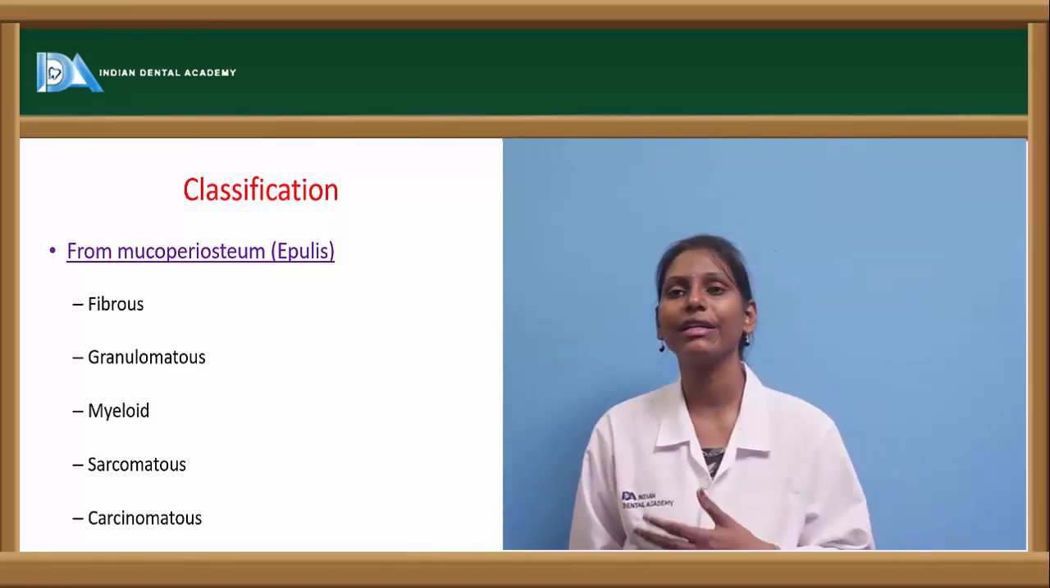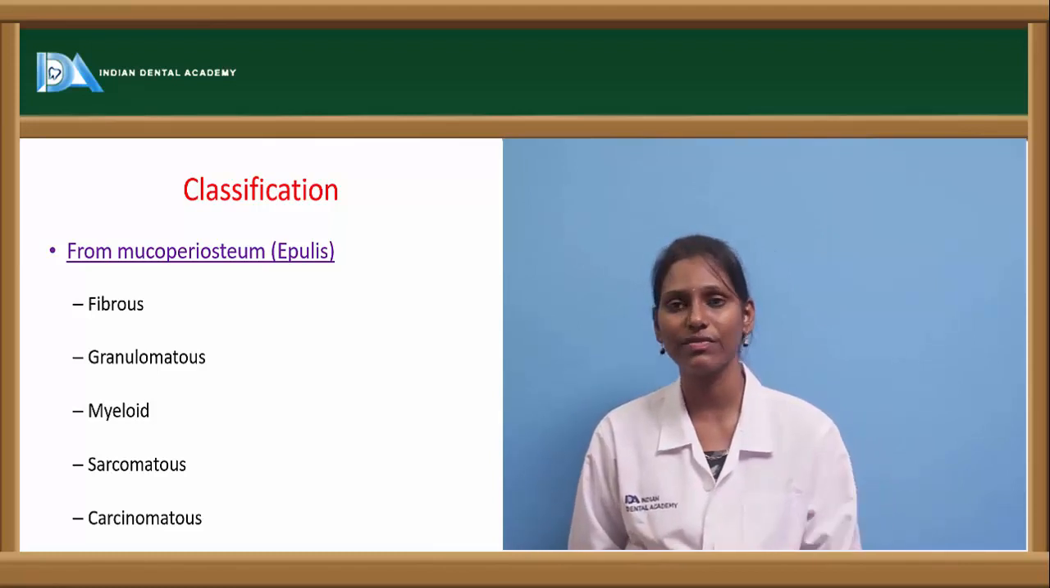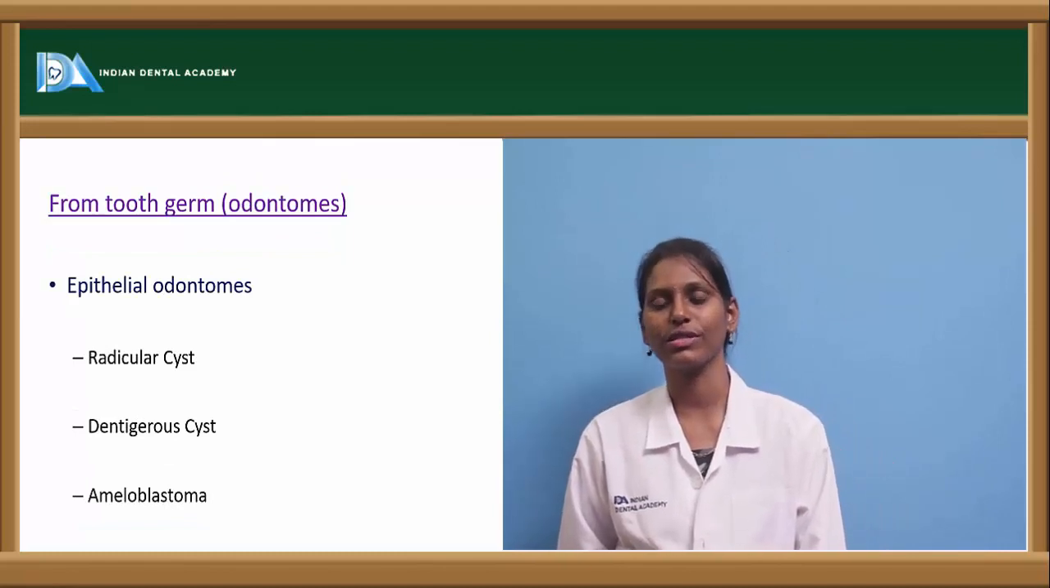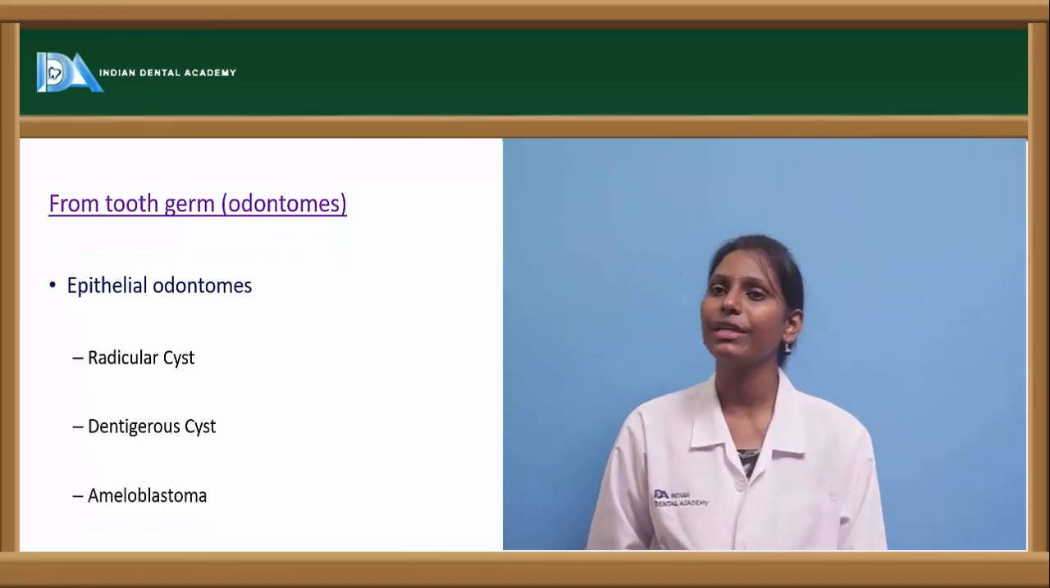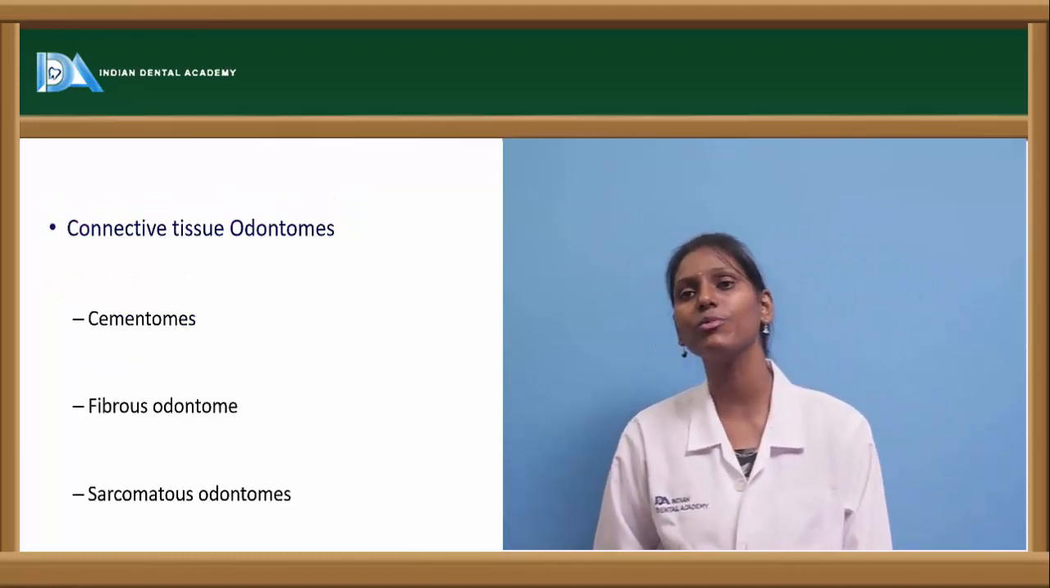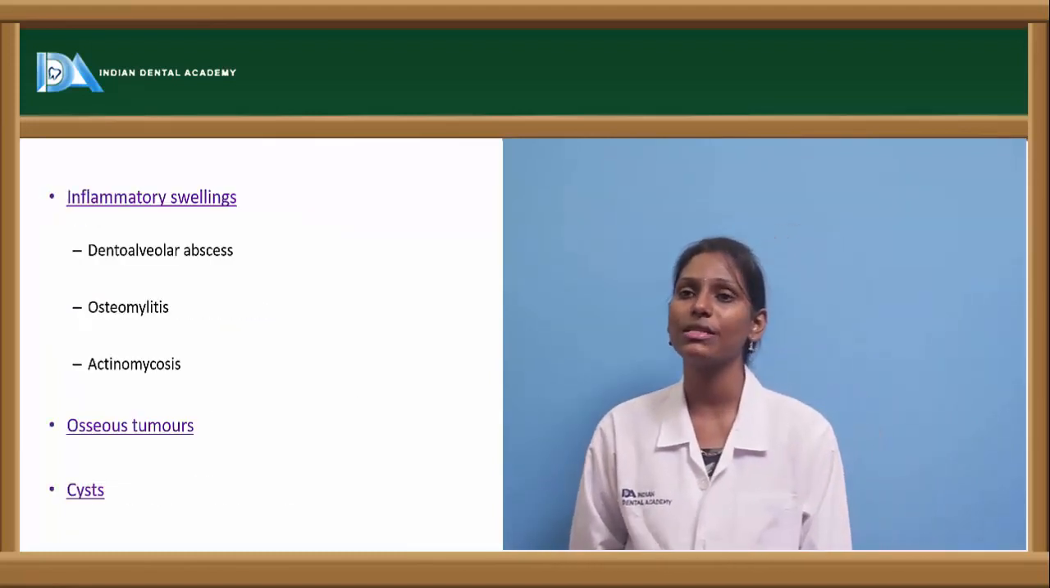Okay, these are about various carcinomatous growths or carcinomatous swellings that we can see within the oral cavity, and these comprise the soft tissue growths. And we have something called odontomes, usually from the tooth germ, and these odontomes are again of various types. We have epithelial odontomes, we have connective tissue odontomes, and composite odontomes.